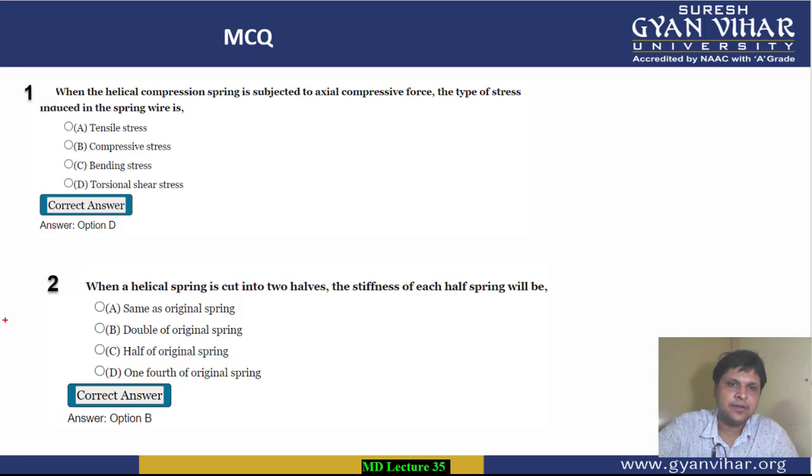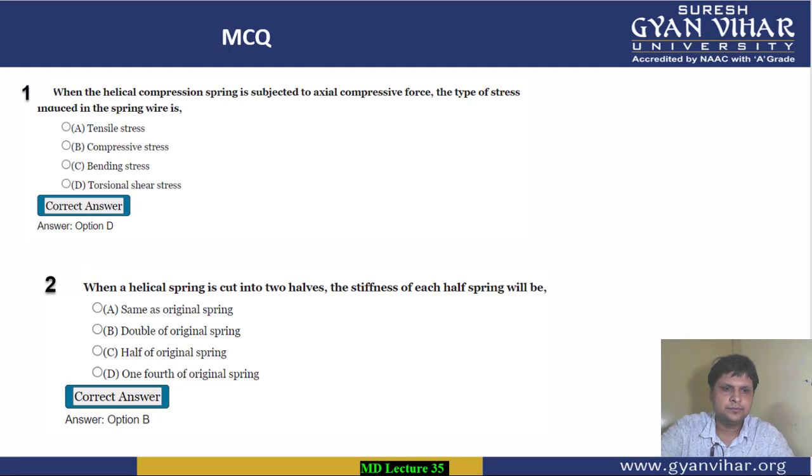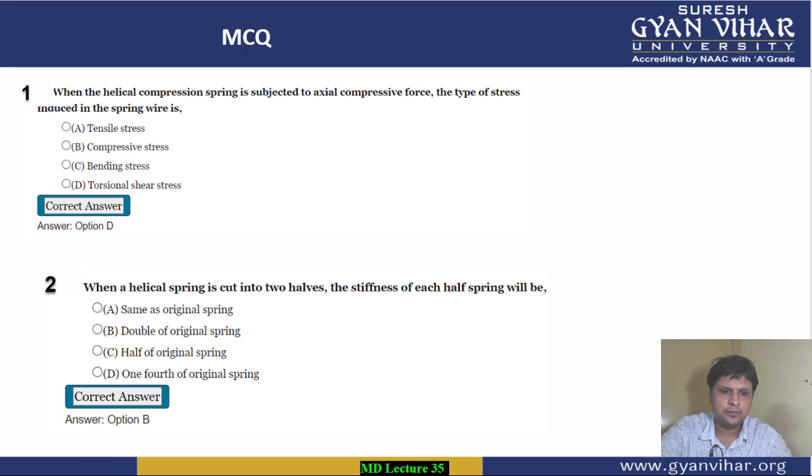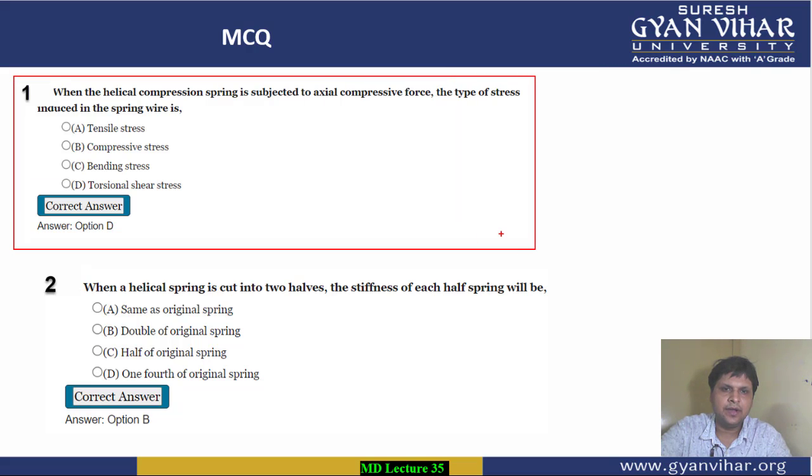When the helical compression spring is subjected to axial compressive force, the type of stress induced in the wire. So the type of stress that is induced in a wire when a helical compression spring is subjected to axial compressive force is basically your what? It is basically your torsional shear stresses. It is your torsional shear stresses. Very easy multiple choice question.